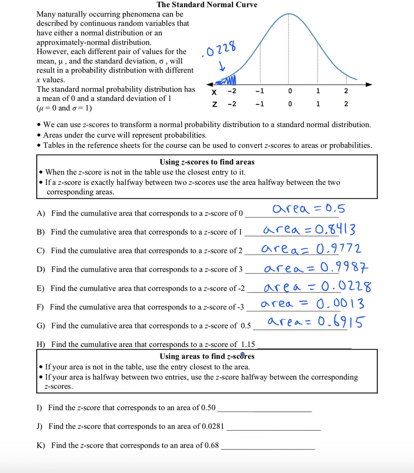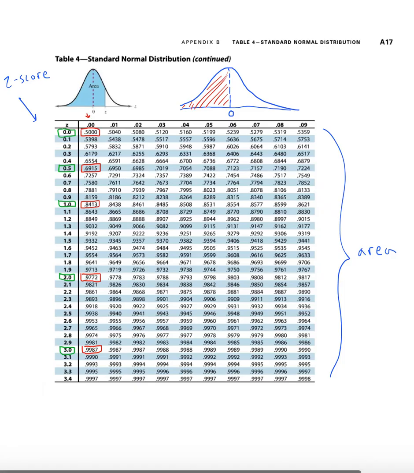Here we want 1.15. It's got a hundredth, a hundredth that's not 0. How do you do that? Well, we're looking for 1.15 as a z. So we do the best we can.